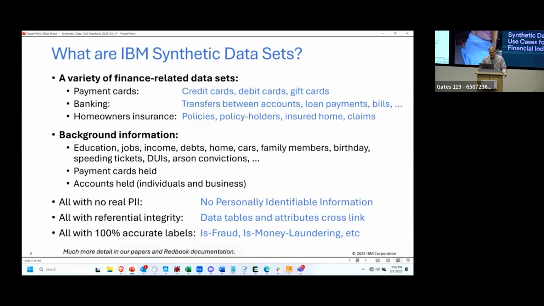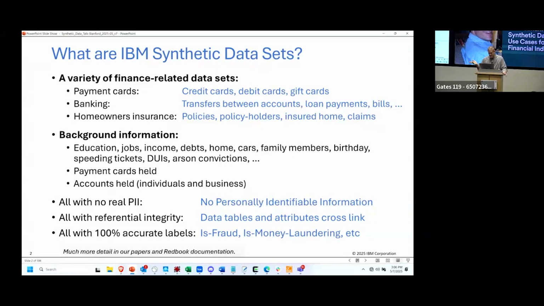Everything from good stuff like education and jobs to not so good things like drunk driving arrests, arson convictions, and so forth. And also, of course, given the stuff you see at the top of the slide, stuff on the payment cards, bank accounts, et cetera, that people have. And as I indicated, because these are fully synthetic people, not anonymized in any way, there's no PII. Well, if you just glanced at the data that we have, you might say it's full of PII, but it's all basically fake PII, which I think can be useful in various ways in itself.